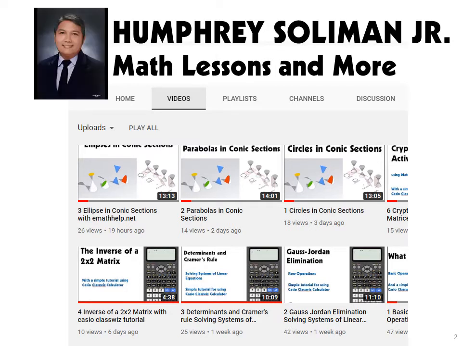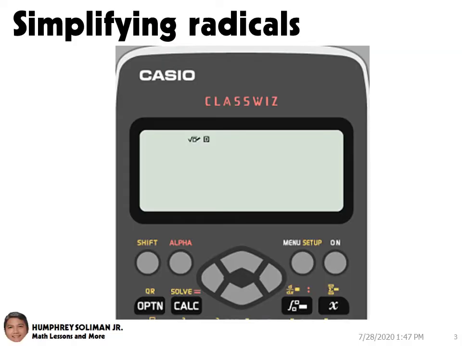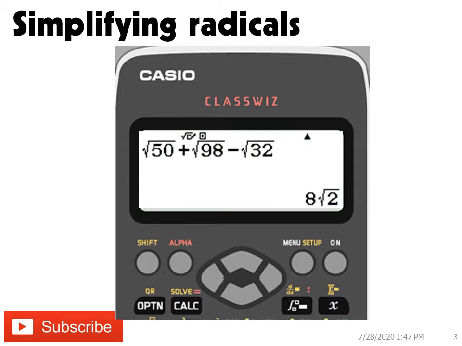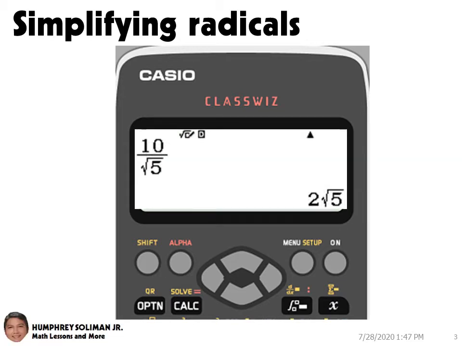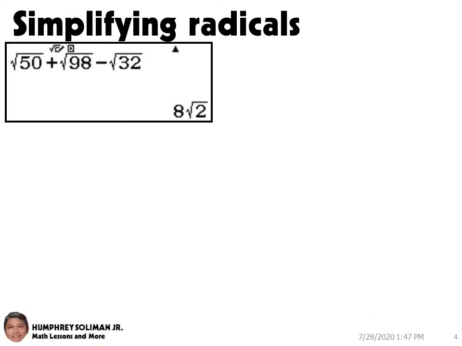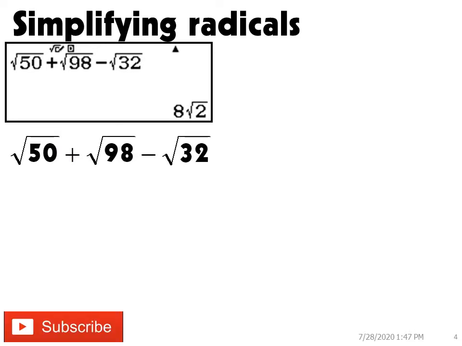Thank you. Have you ever wondered how these answers show up on your calculator, and you ask yourself if you could also do it on your own? I'd say, why not? Let's try this as an example: the square root of 50 plus the square root of 98 minus the square root of 32.